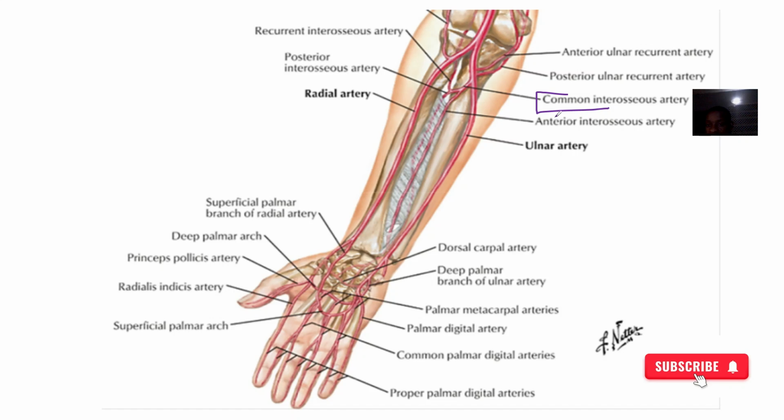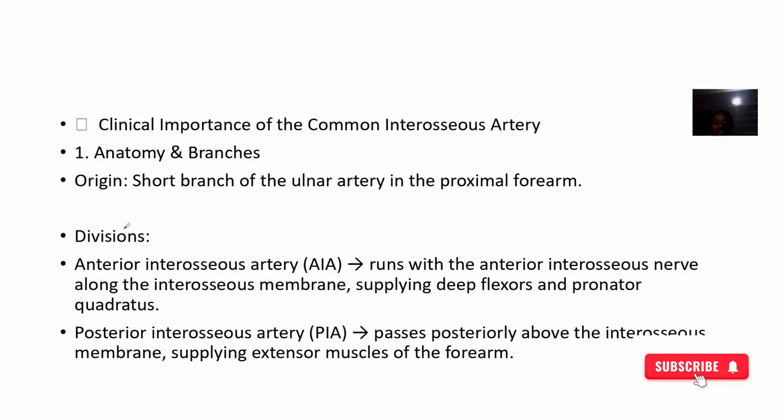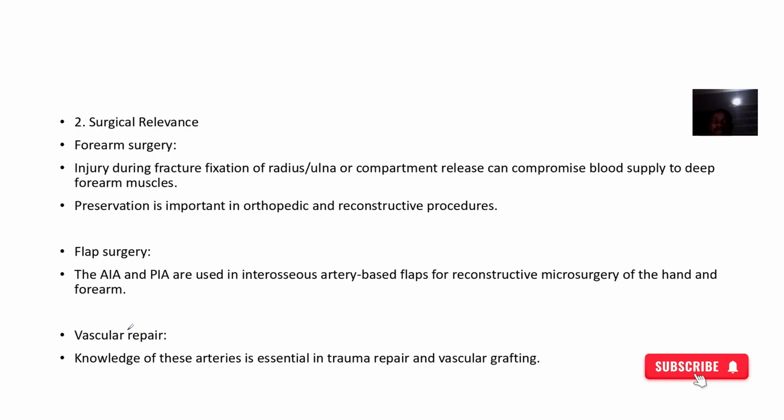So common interosseous artery gives rise to the what? The anterior interosseous artery and also the posterior interosseous artery. Okay, so their clinical importance is, here is just trying to give a summary of the arteries, right? So the common interosseous artery is the one that will now give rise to the anterior interosseous artery and also the posterior interosseous artery. So it's very important in forearm surgery.